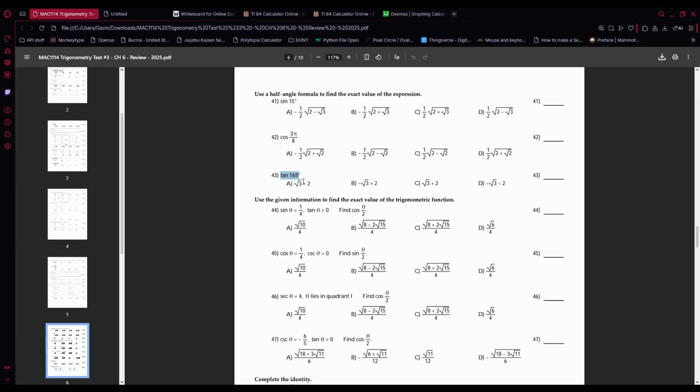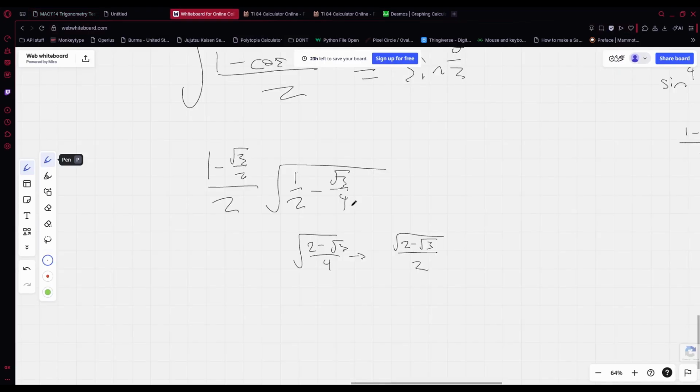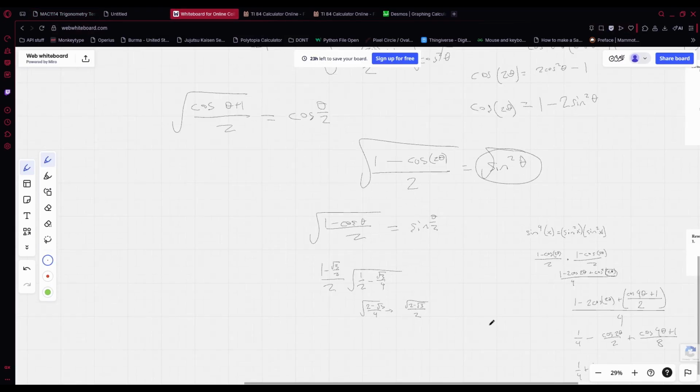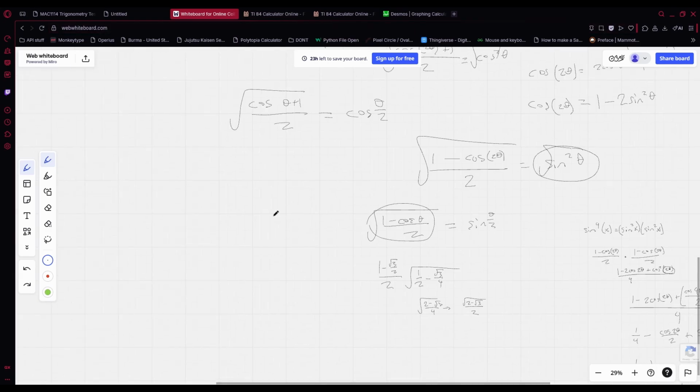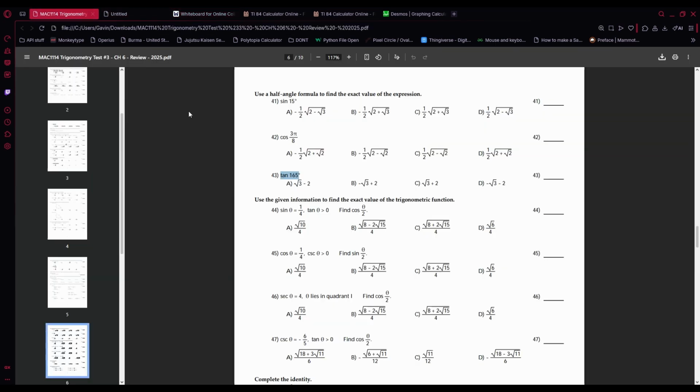Tangent. Tangent double angle. I will not lie to you. Either use your calculator or do sine over cosine. So do the sine double angle formula over the cosine double angle formula and just thug it out. There's no real alternative, I'm sorry.